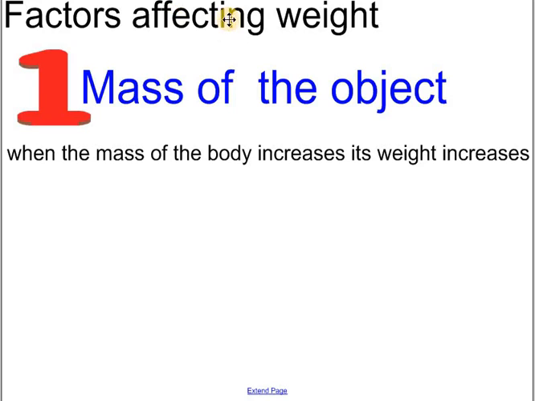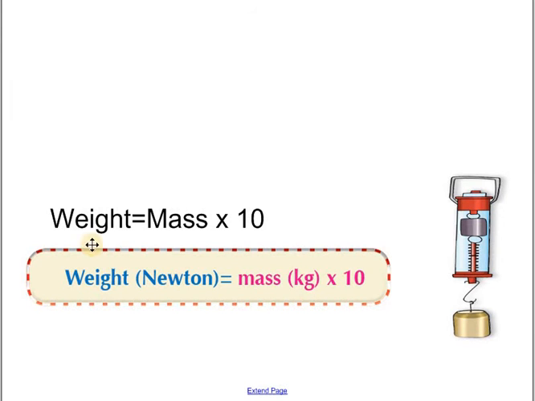The factors affecting the weight. We have 3 factors affecting the weight. The first one, the mass of the object. When the mass of a body increases, its weight increases, and vice versa. Weight equals mass times 10 on one condition: the weight is in Newton unit and the mass is in kilogram unit.